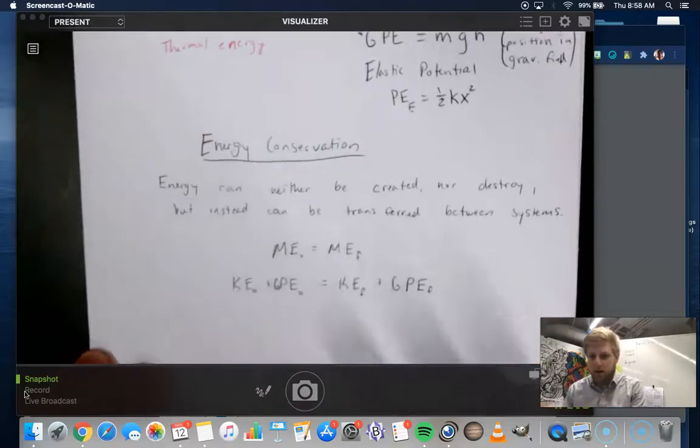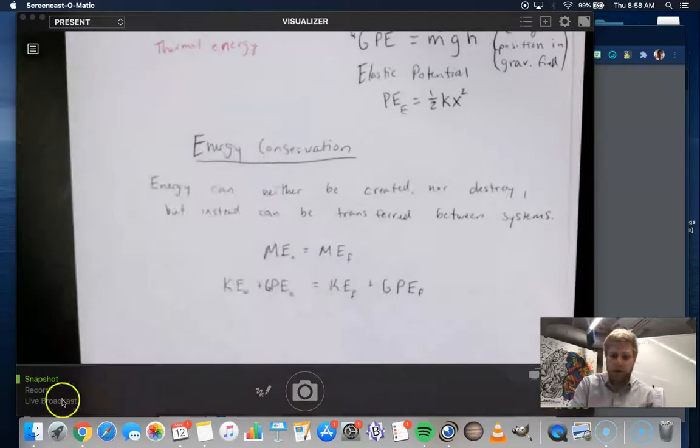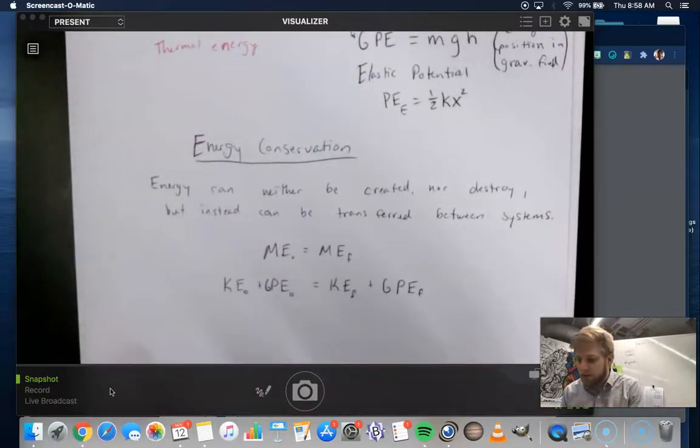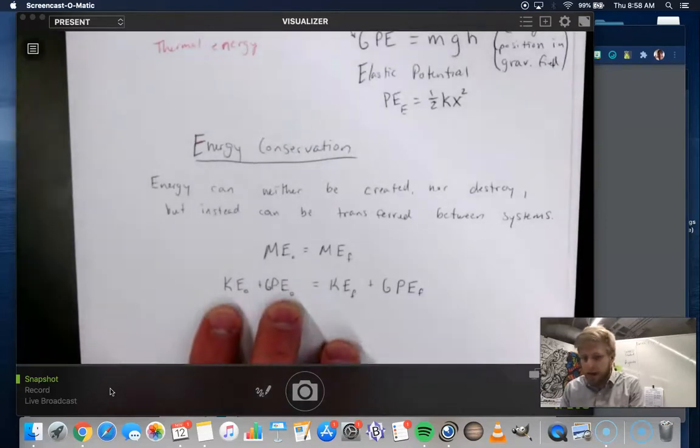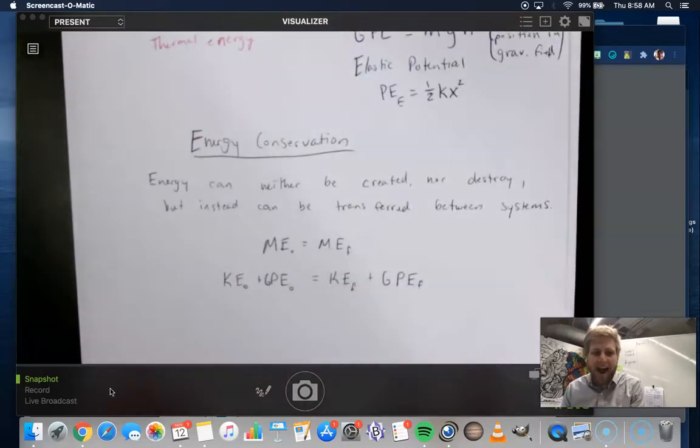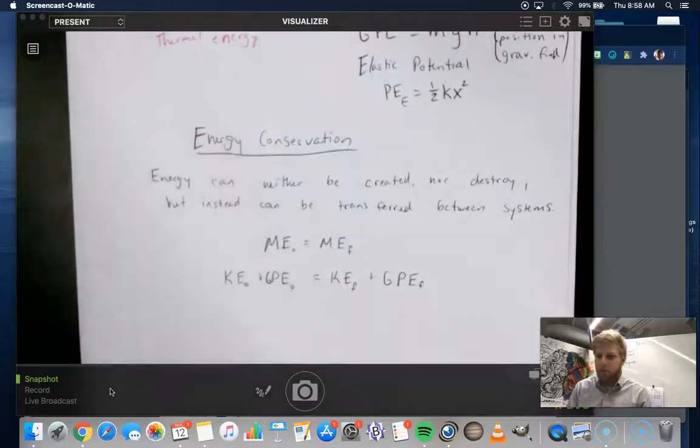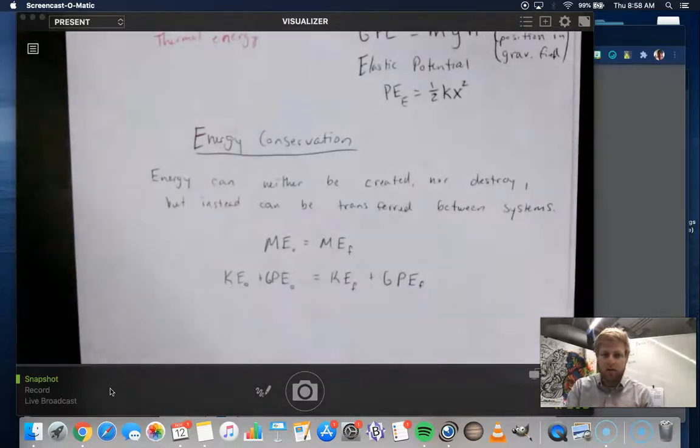Now we'll introduce some things like what happens when there's friction, where does that energy go? But we won't worry about that right now. What that means is the total kinetic and gravitational potential energy before an interaction is going to be equal to their sum after the interaction. More on this to come, more practice for later, but that's it for today.